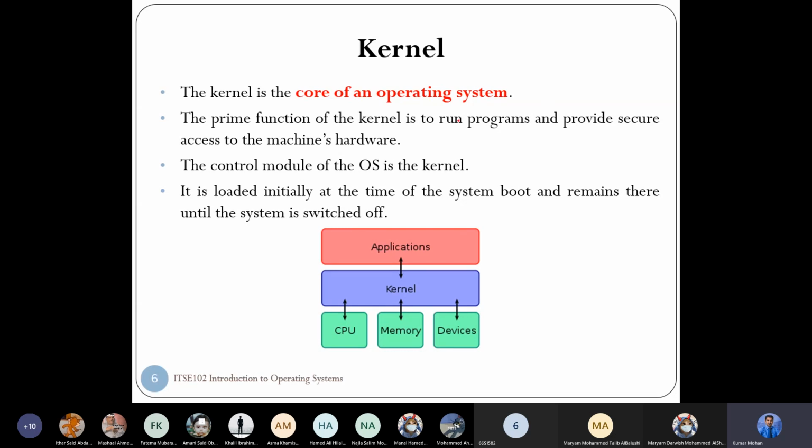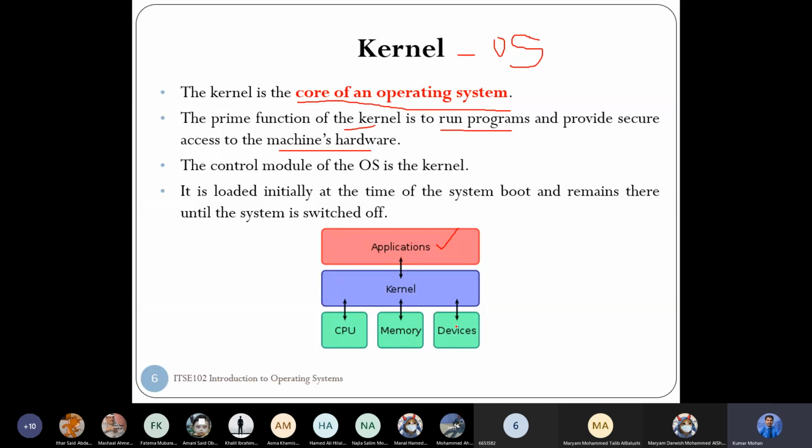So what are the prime functions of the kernel? The kernel is the core of an operating system, like the heart of the human body. The primary function of the kernel is to run programs and provide secure access to the hardware. Whatever commands are given by the user, the kernel will accept. And most important, it has to secure the machine hardware, like the CPU, the bus, the memory, and the input and output devices. Whatever resources are in the system, everything has to be protected. This task is done by the kernel.